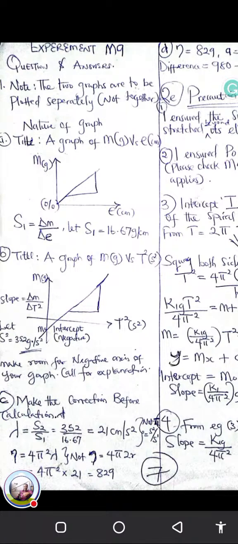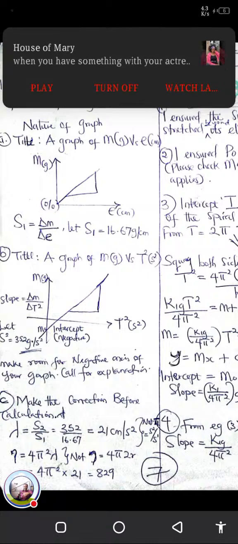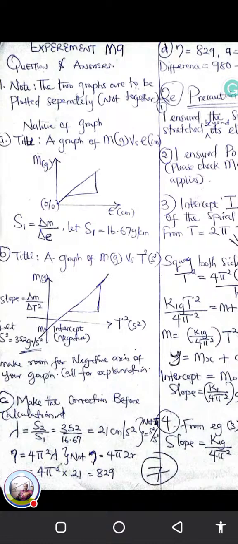Okay, just to draw a direct comparison between these two setups. Here, the graph is expected to be plotted separately. That's what I put there, because most students don't really get that very clear. So, the nature of the graph.